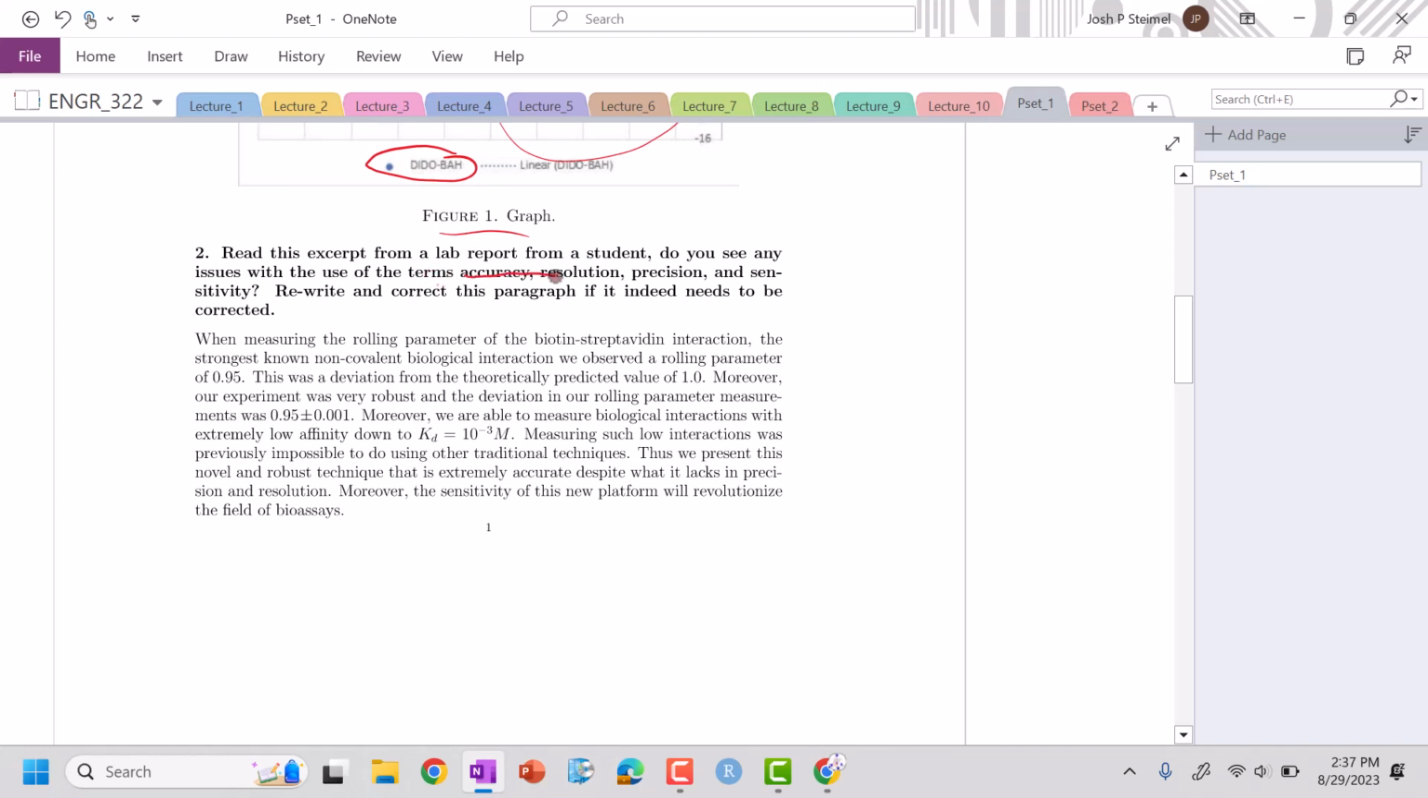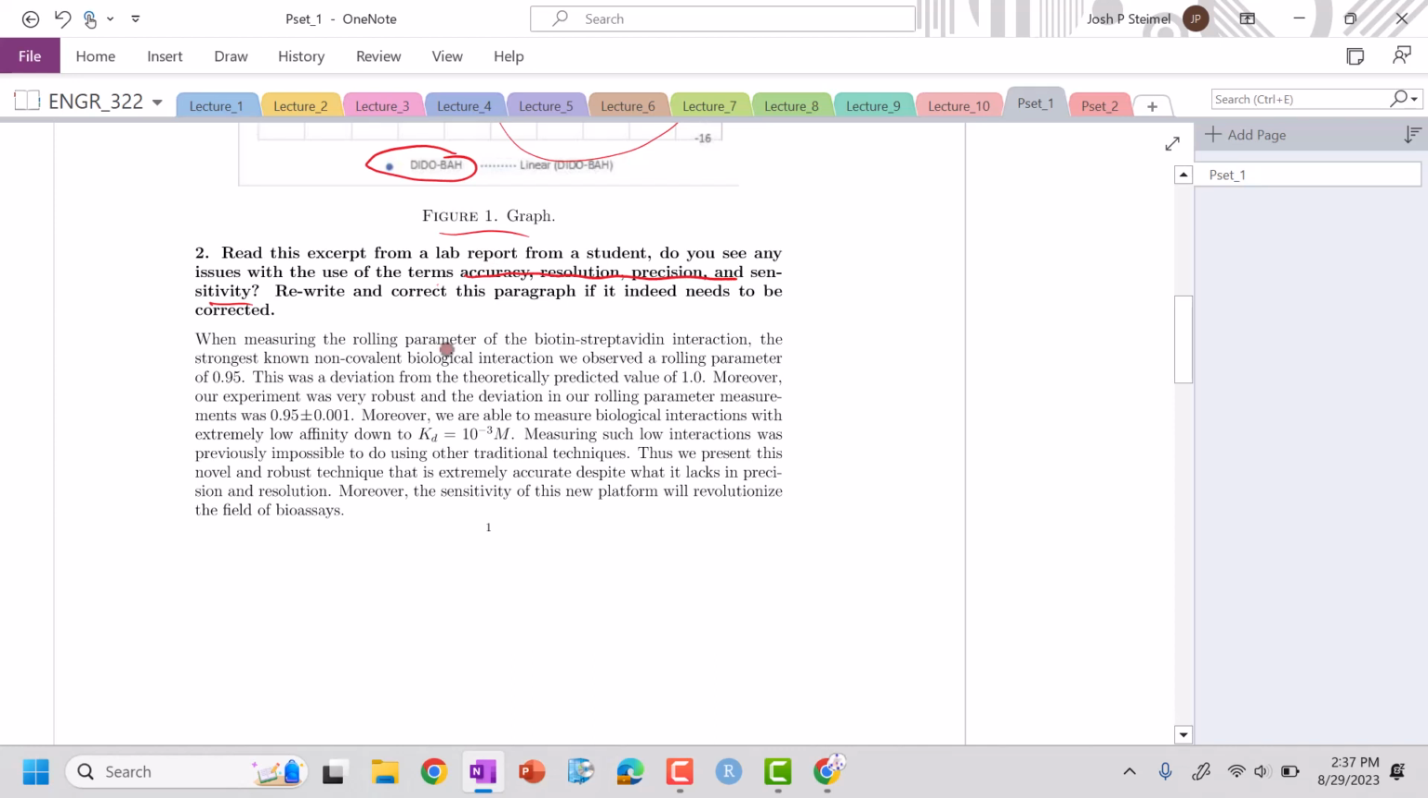All right, let's read the excerpt from the lab report from a student. Issues with the terms accuracy, resolution, precision, and sensitivity. So remember, accuracy, the actual versus the measured value. Resolution, smallest increment of change we can measure on our apparatus. Precision, the repeatability essentially of each measurement. And then sensitivity is correlated with high resolution and precision as well.